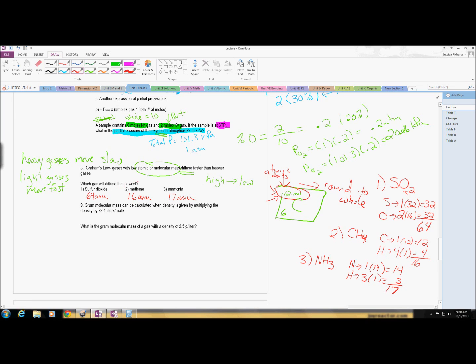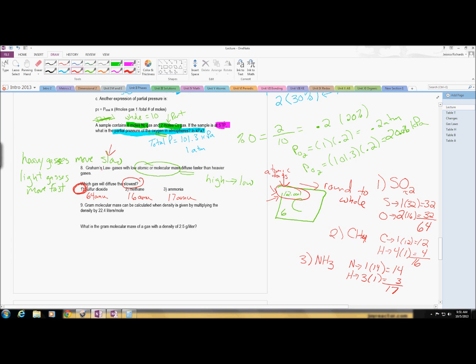So the question wants to know which one diffuses the slowest. Well, heavier moves slower, smallest move faster. So our answer to this question would be number 1, sulfur dioxide. That's a lot of work for one multiple choice question. The state does this a lot on your chemistry exam.